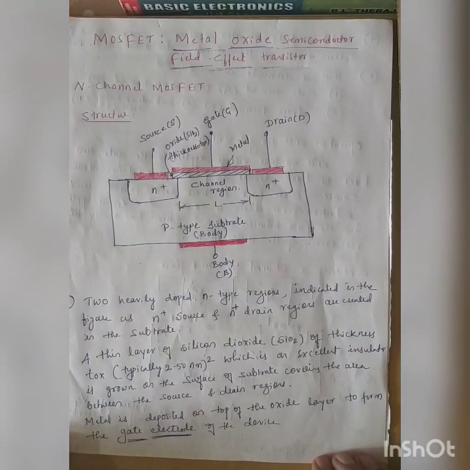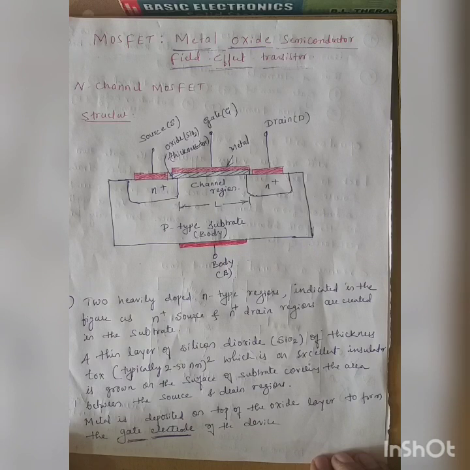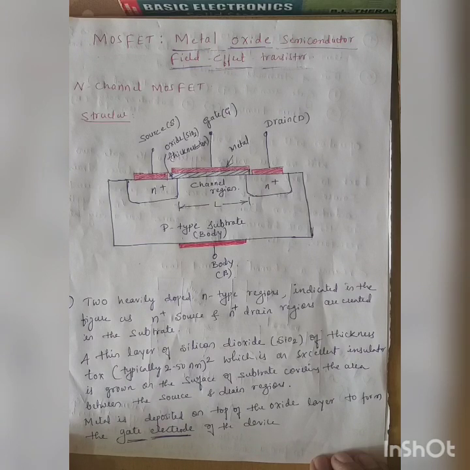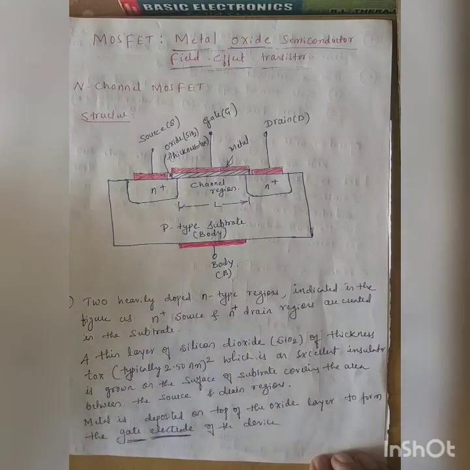So today we are going to start with the second part of the first module, that is the metal oxide semiconductor field effect transistor. Specifically, we are going to study the N channel MOSFET. Basically we have two types, P channel and N channel. So we will be studying the N channel MOSFET.